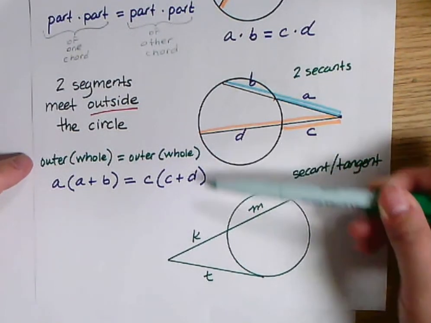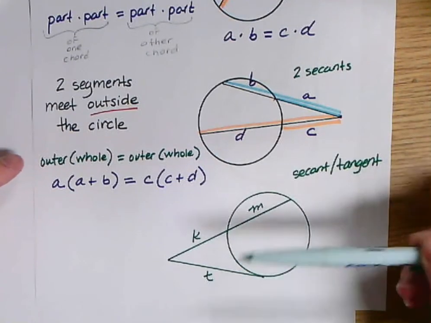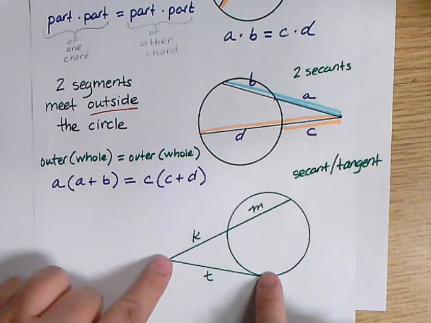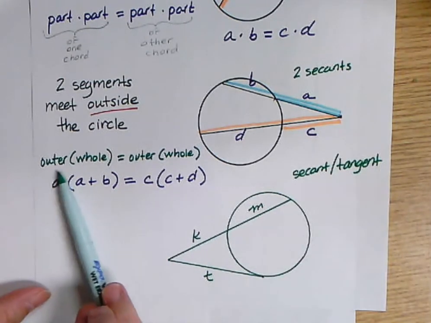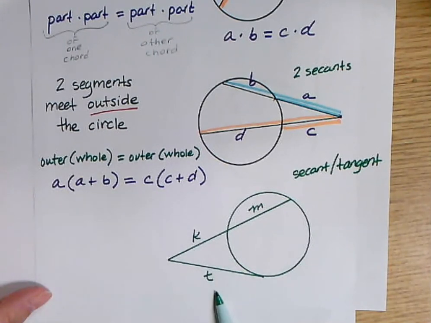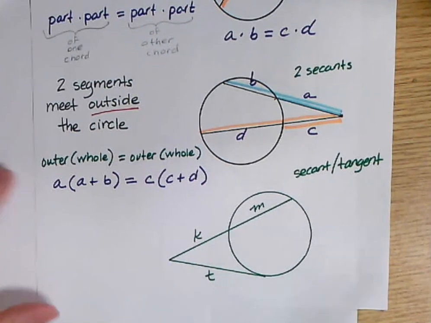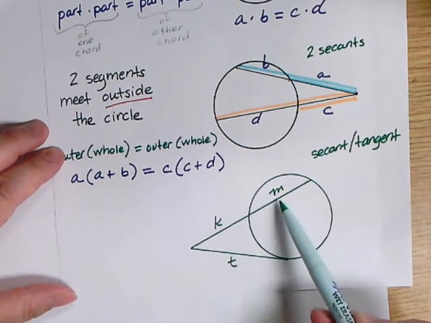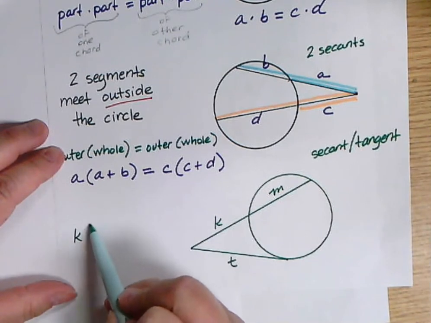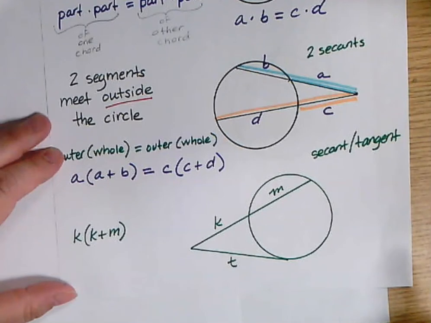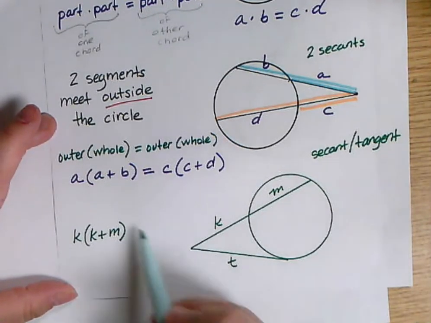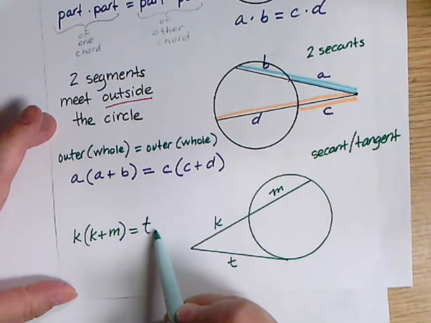Okay. We can still think of it in terms of this. Here's the difference. For a tangent, the outer part, in other words, the part outside the circle, is the whole thing. So these two are the same. So when you multiply outer part times whole for t, that's multiplying t times t. It's multiplying it times itself. In other words, outer part times whole up here would be k times k plus m. Outer part times whole for t is just t times t.